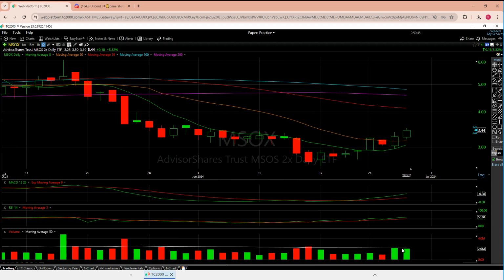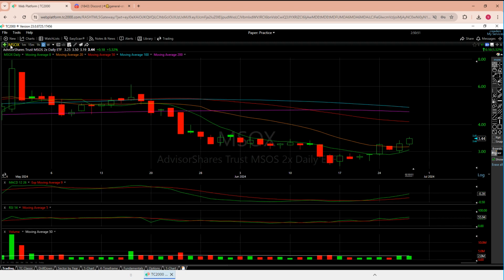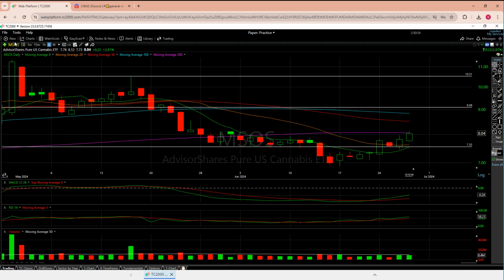I'm going to zoom in real quick. That's not bad volume. There's still a little more than an hour. I think we're going to get over the 50-day line today too. MSOX doesn't look that bad, and actually looks a little bit better than MSOS, ironically. But yeah, it'll be interesting what they say today.